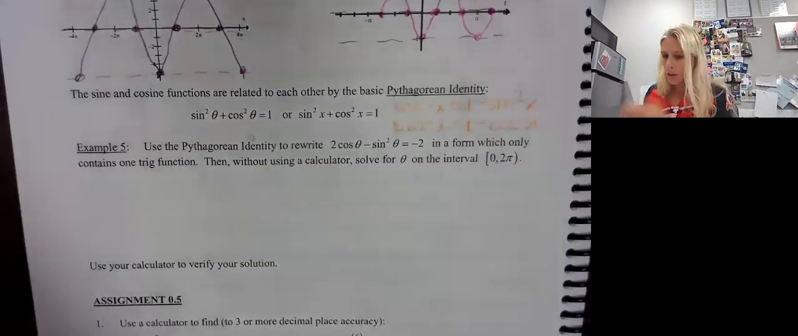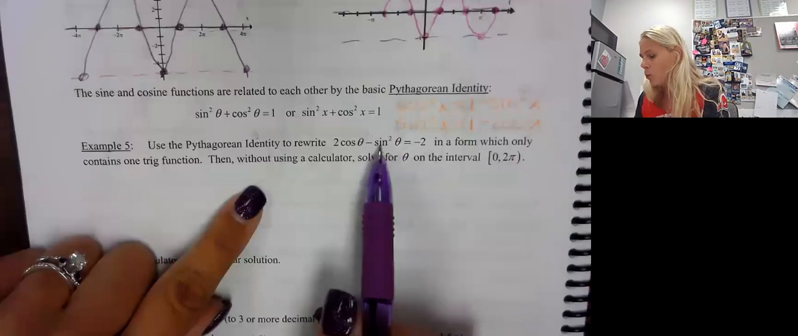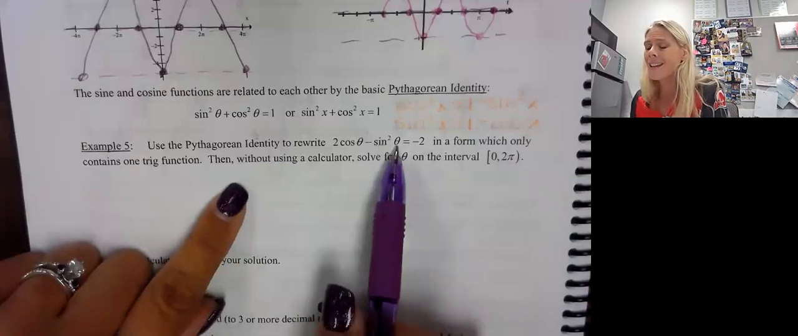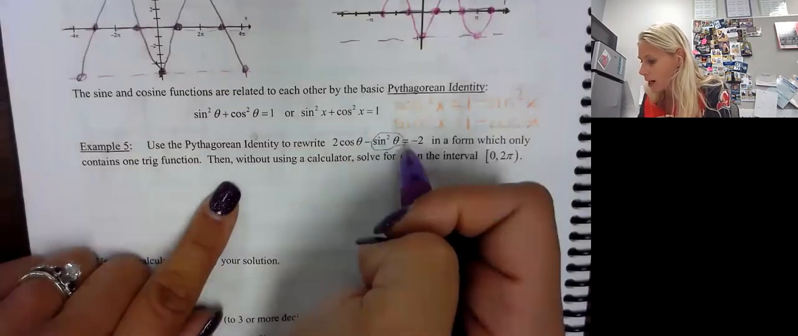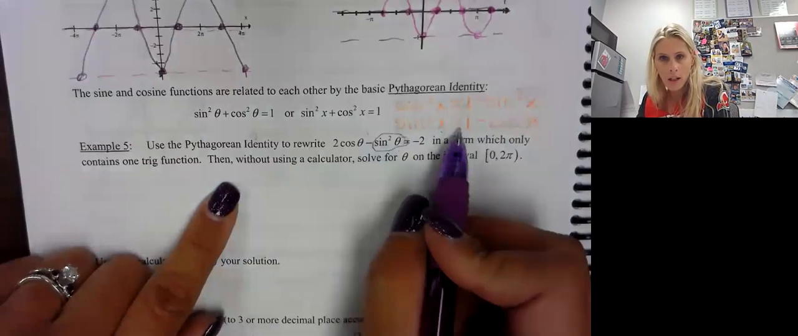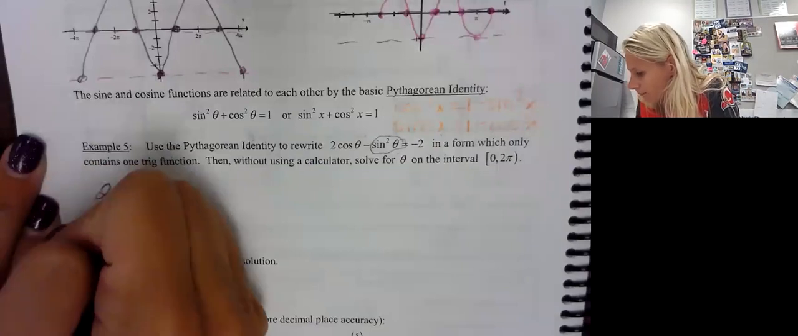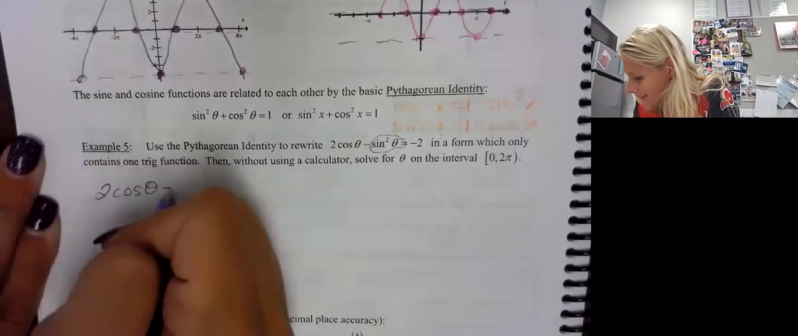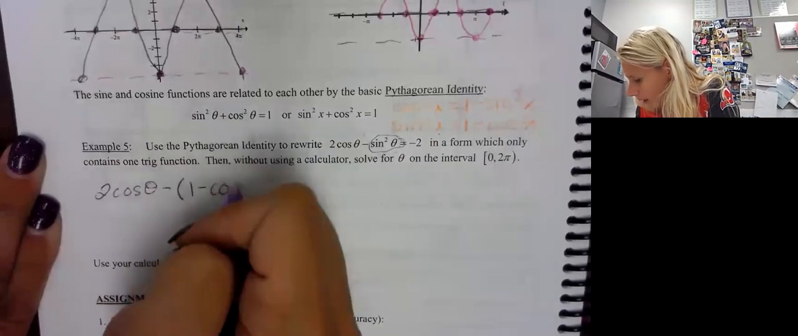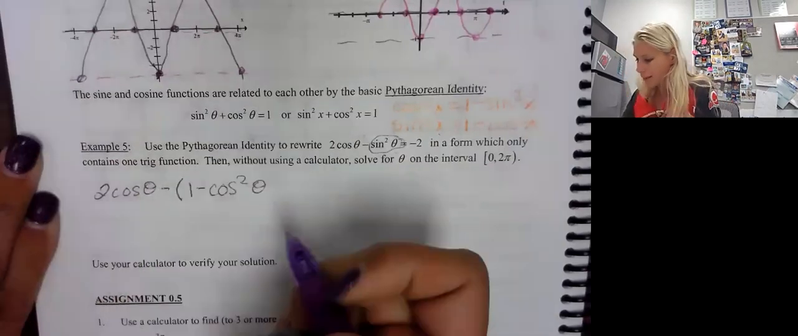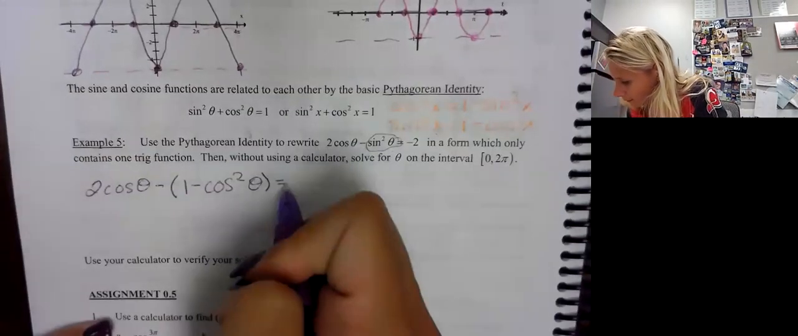All right, so first of all, what I don't like in here is that I have 2 different trig functions. That does not help us solve at all. But what I just showed you is that sine squared is another identity. So what I'm going to do is substitute that in. So I have 2 cosine theta minus, now don't forget parentheses, 1 minus cosine squared theta. Make sure you keep everything in thetas or x's. And then we have equals -2.